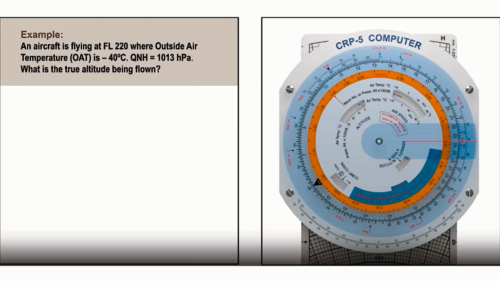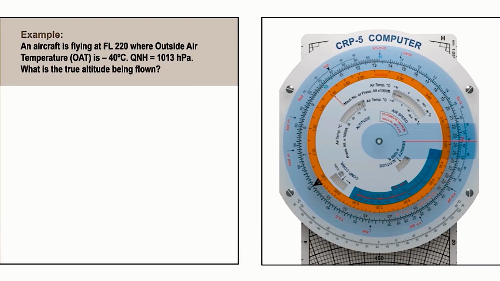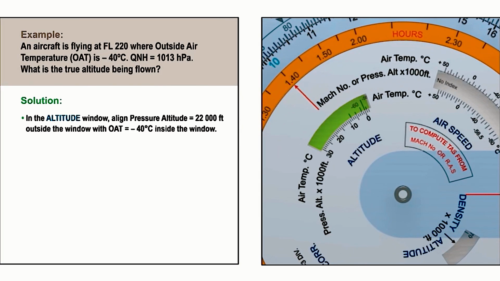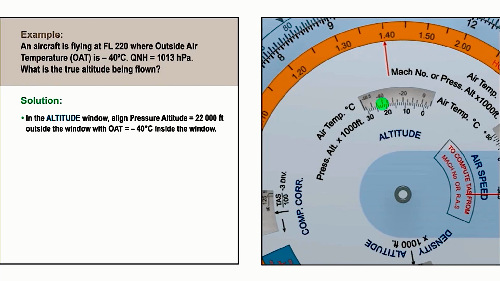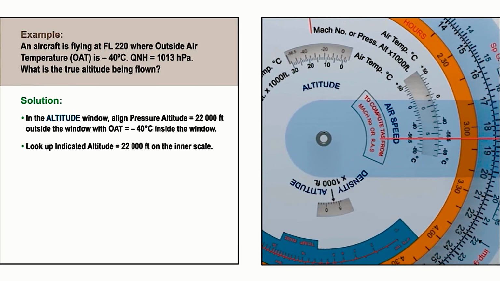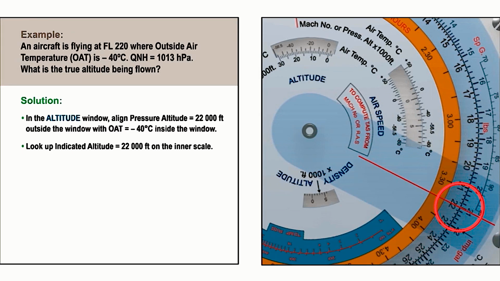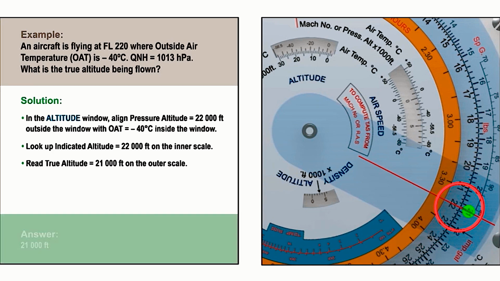An aircraft is flying at flight level 220, where the outside air temperature is minus 40 degrees centigrade. The QNH is 1013 hectopascals. What is the true altitude being flown? To answer the question in this example, we take the following steps. In the altitude window, align the pressure altitude of 22,000 feet on the outside of the window with the outside air temperature of minus 40 degrees centigrade inside the window. Then look up the indicated altitude of 22,000 feet on the inner scale and read off the true altitude of 21,000 feet on the outer scale.